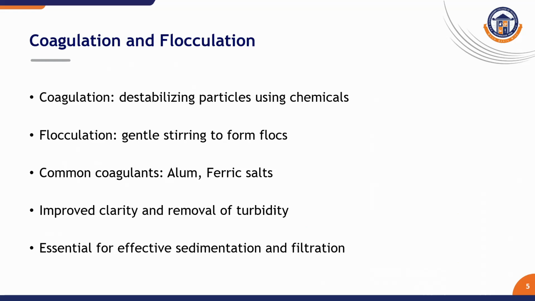Next, coagulation and flocculation. In coagulation, we add chemicals like alum or ferric salts into the water. These chemicals neutralize the charges on suspended particles, causing them to stick together. Flocculation then follows, where water is gently stirred to encourage the formation of larger, heavier aggregates called flocks. These flocks are easier to remove in subsequent sedimentation steps. Without this phase, very fine particles would remain suspended in water, making filtration much more difficult actually.